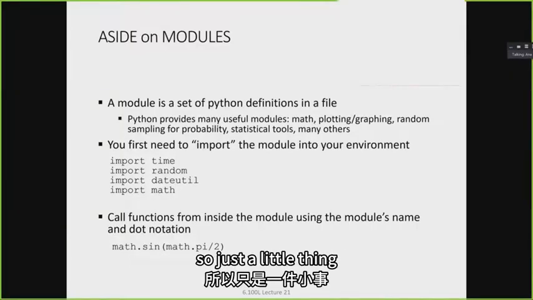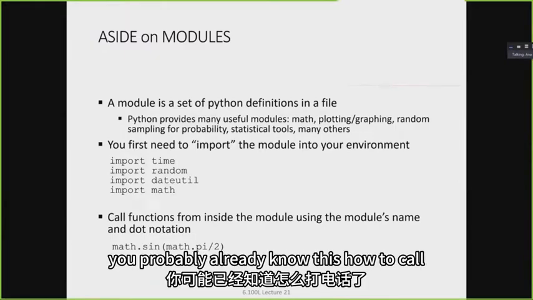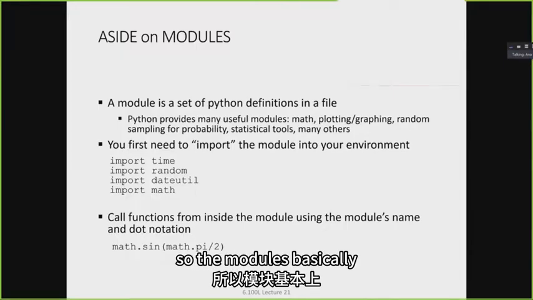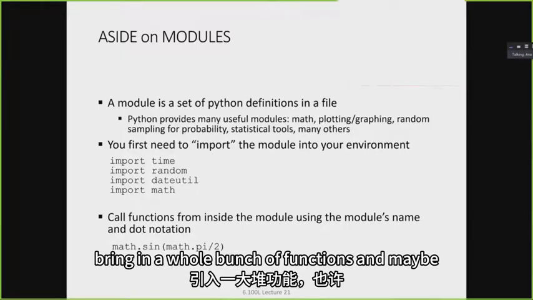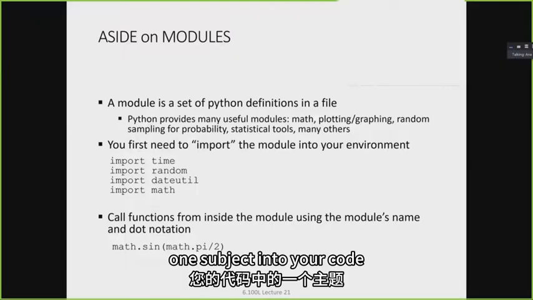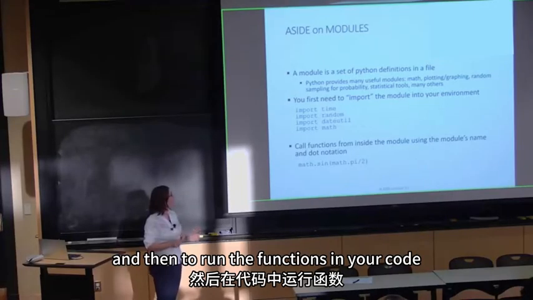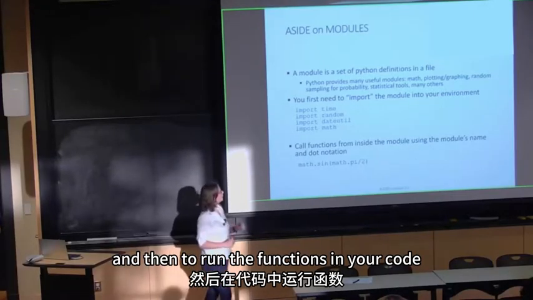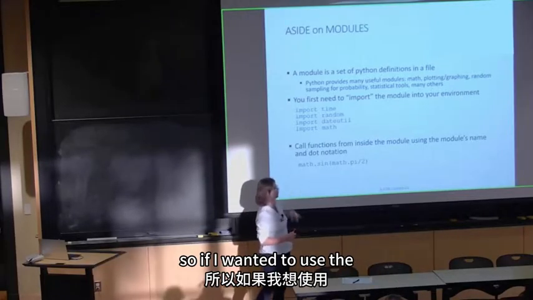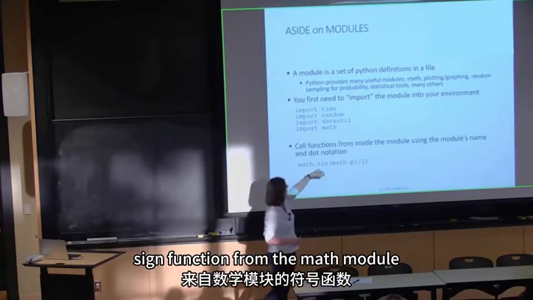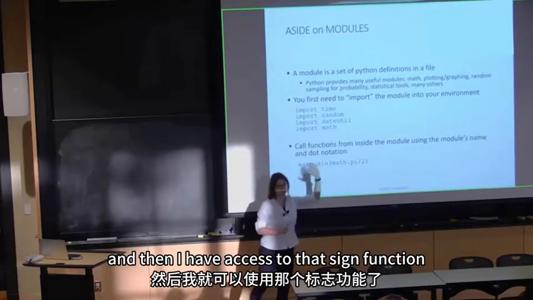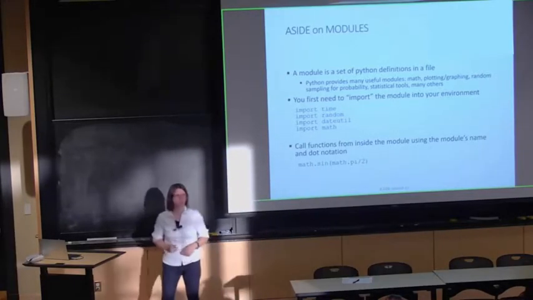So just a little thing you probably already know: how to call these functions within these modules. Modules basically bring in a whole bunch of functions and maybe objects related to one topic or subject into your code. Then to run the functions in your code, you just use dot notation on the module name. So if I wanted to use the sine function from the math module, I would just say math.sin, and then I have access to that sine function.